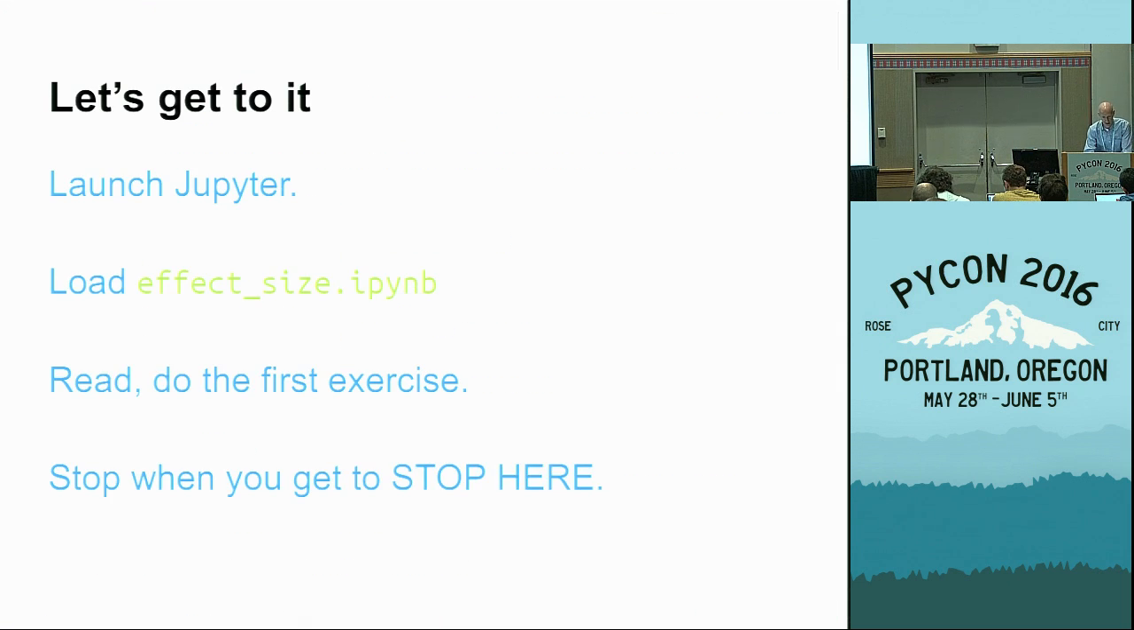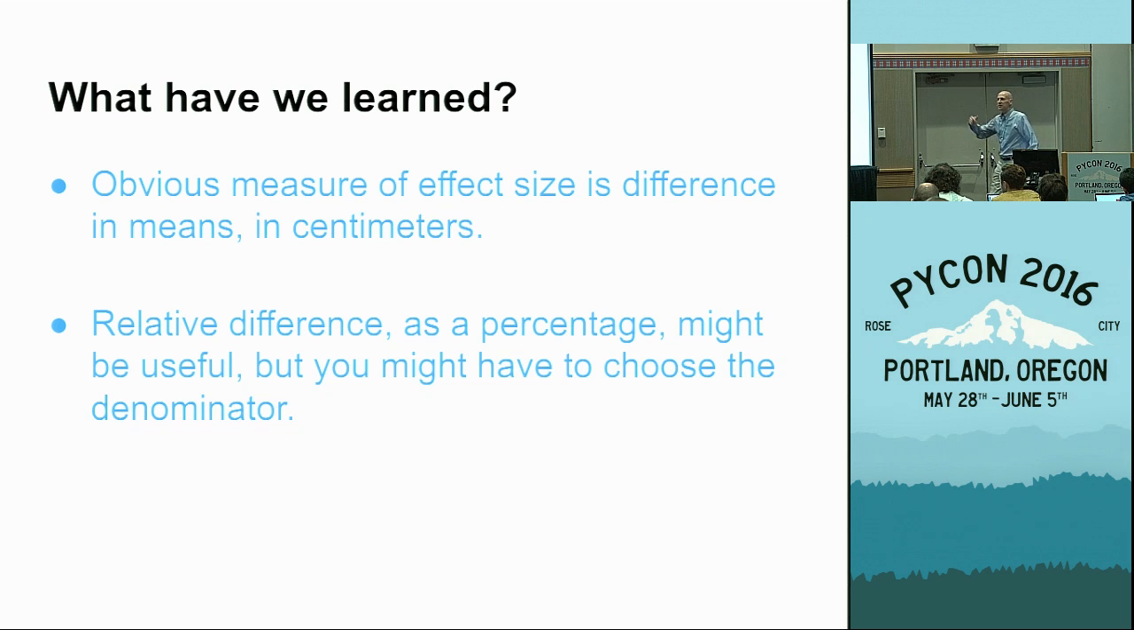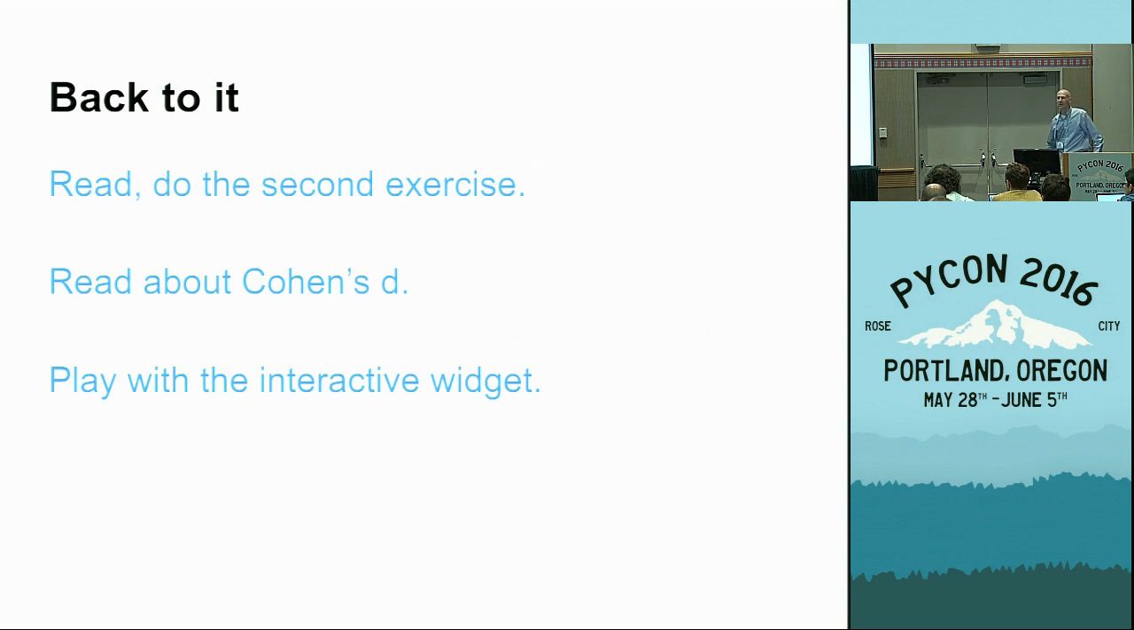To summarize, simple difference in means is an obvious way to report effect size. A relative difference expressed as a percentage is a useful way to make effect size comparable across different groups. The drawback is just that you have to make a decision about what to put in the denominator. So let me get you back into the notebook. Finish up all the way to the bottom. Oh, no, sorry, take it back. I think there's another breakpoint in there. So keep reading, learn about Cohen's d, which is a way of measuring effect size, and then we will resume when you get to stop here.